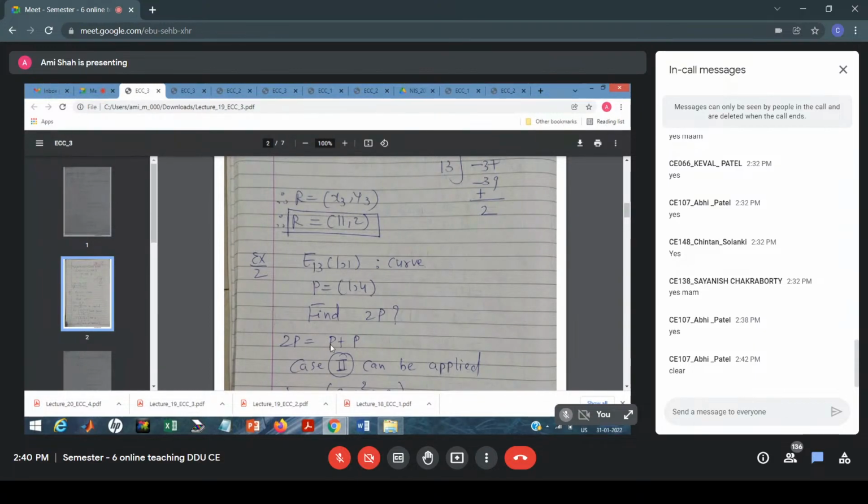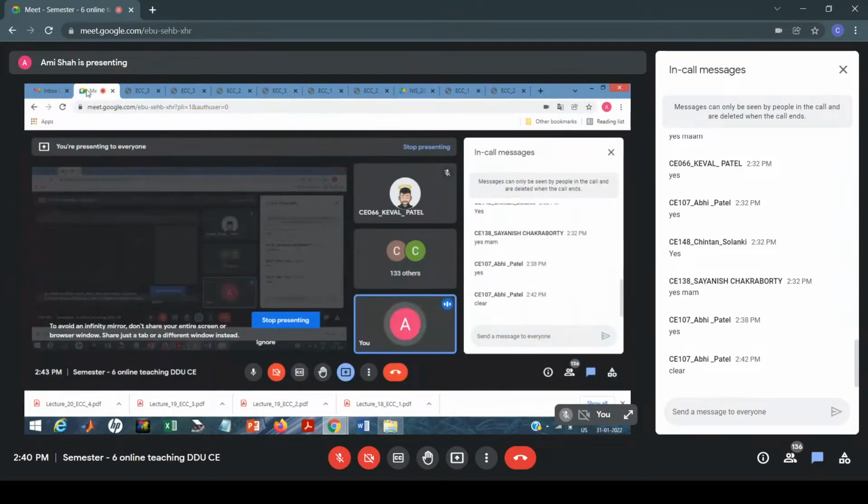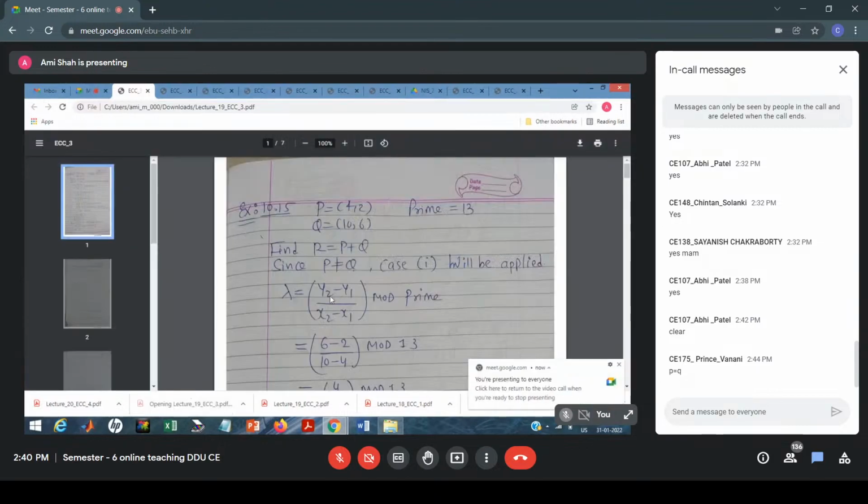So here, which scenario, why is case number 2 used? Why is case 2 used? Can you write down in the chat window? Yes, because P equals Q. Right. So here P equals Q.